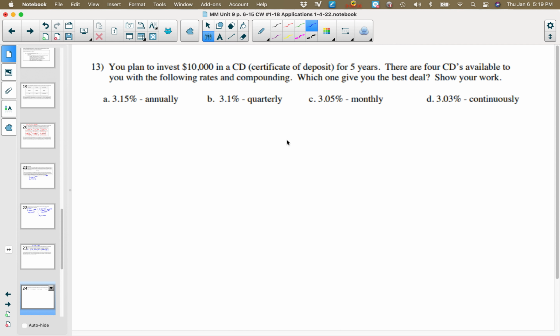Okay, so our next problem says that you plan to invest $10,000 in a CD, which is a certificate of deposit, for 5 years. There are 4 CDs available to you with the following rates and compounding. Which one gives you the best deal? Show your work.